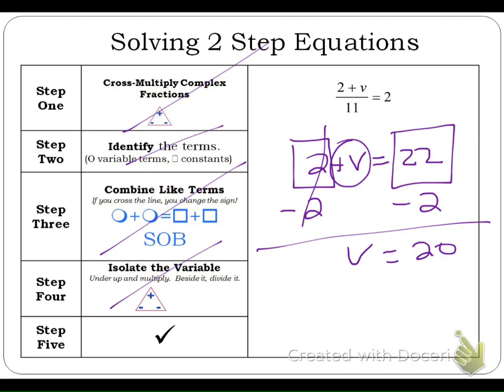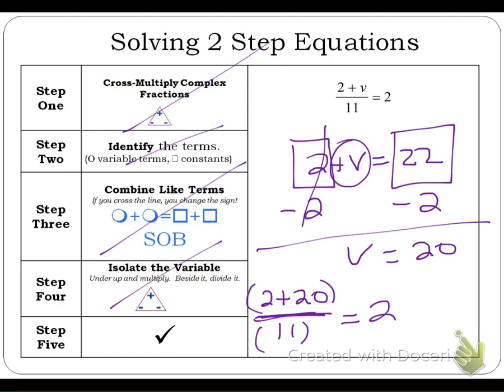So I'm looking back at the original problem here. To check, I write 2 plus 20, because that was our variable that we solved, over 11, and we want to know, does that equal 2? Order of operations says I need to do anything in parentheses first. When you have a complex fraction like this, you will actually solve whatever's on the numerator and the denominator separately before you divide. It's kind of like invisible parentheses. So do whatever's on the top first, then whatever's on the bottom before you divide.